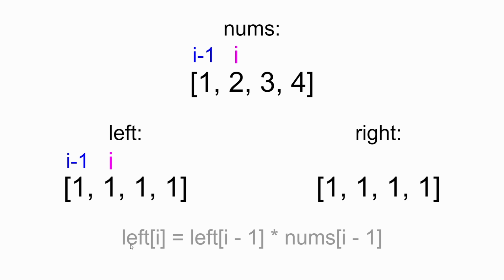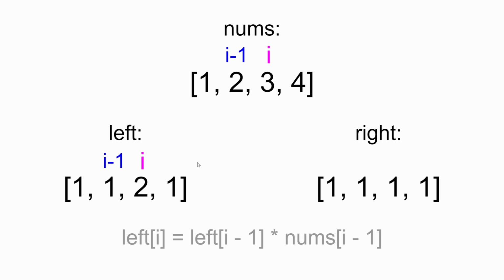So first, let's update left at I to equal left at I minus 1 times nums at I minus 1. Left at I minus 1 is 1, and so is nums at I minus 1. So 1 times 1 equals 1. So we're going to set left at I equal to 1. So we increment I, nothing has changed as you can see, but now we're going to also update left at I to left at I minus 1 times nums at I minus 1. So 1 times 2 is now going to be 2. So I'm going to update this value to 2.